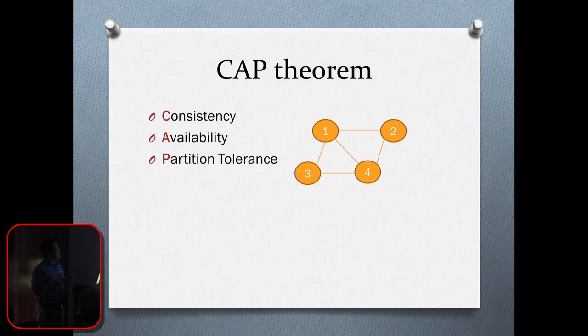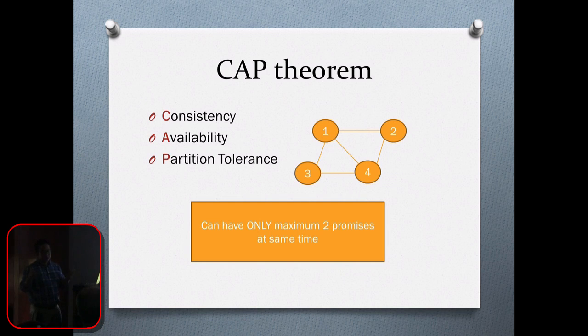Now, partition tolerance is related to the network. If the connection between node 1 and node 2 is disconnected, how does the distributed system react? How is the data being synchronized between node 1 and node 2? So that is the partition tolerance.